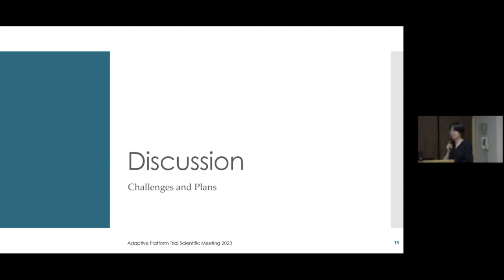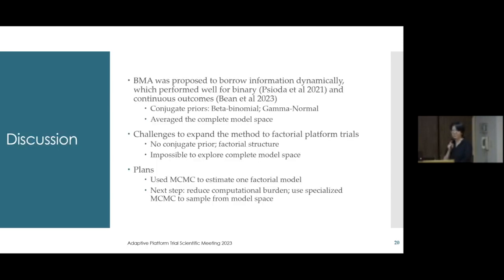I will briefly talk about the challenges and plans of this project. BMA method was originally proposed for variable selection, and now is proposed to borrow information dynamically from subgroups with treatment heterogeneity. And this method performed well for binary and continuous outcomes. There are 2 advantages that were utilized in previous studies. One is they have conjugate priors, which means that they can calculate the posterior probability for each model. And second is that they exhausted the complete model space and averaged between them.